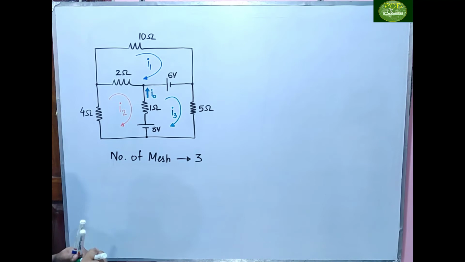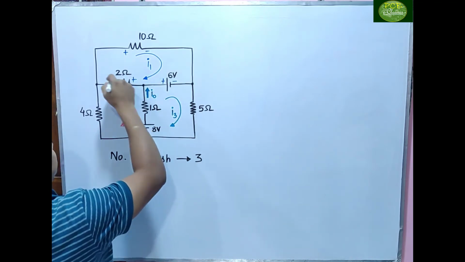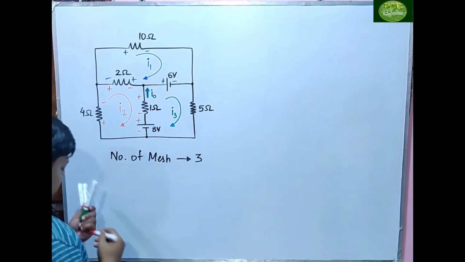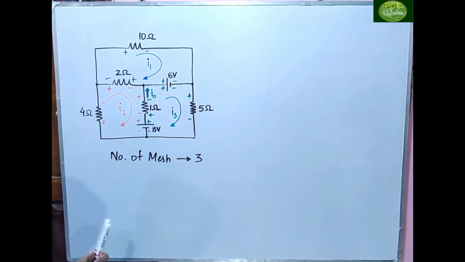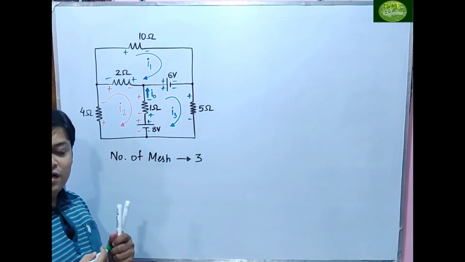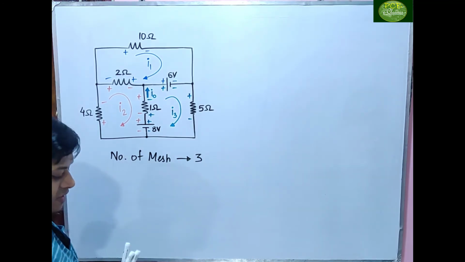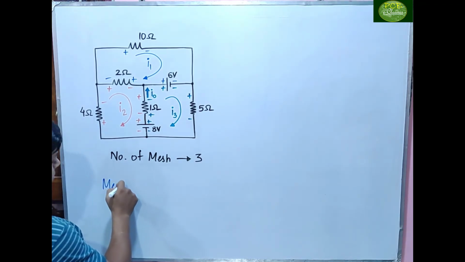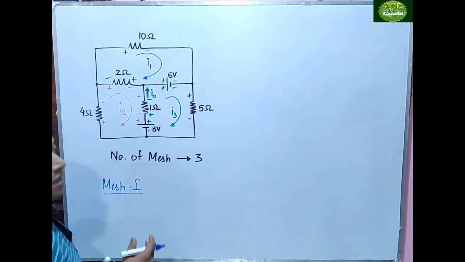Fine. So as per the assumption, we have to give the polarity first. So let us go for the mesh 1. Fine. The polarity assumptions are done. Let's write the equations. Mesh 1 equation. What is the mesh 1 equation? Applying KVL. Already I have said it.